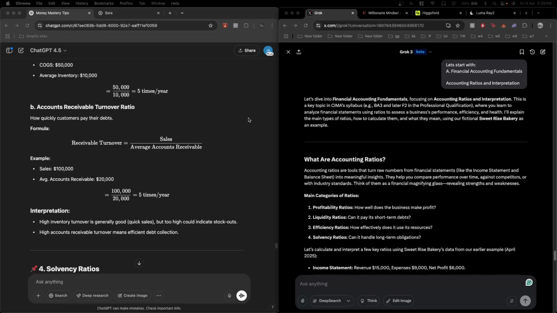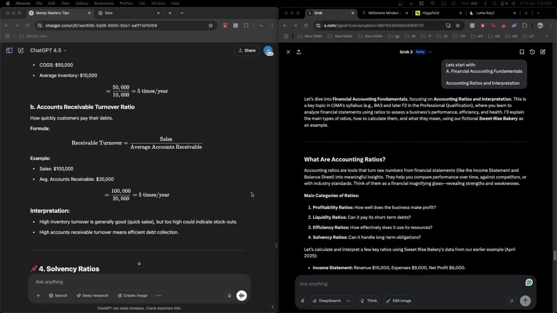This shows how quickly customers pay their debts. The formula is as follows. Receivable turnover equals sales divided by average accounts receivable. For example, if sales are $100,000 and your average accounts receivable is $20,000, you can apply the above ratio as $100,000 in sales divided by $20,000 in average accounts receivable, which also shows 5 times a year.